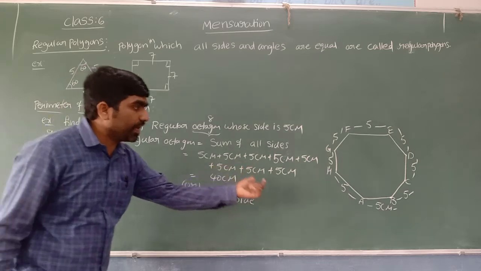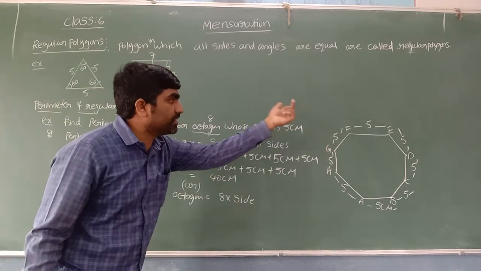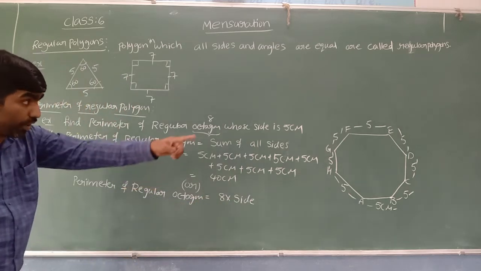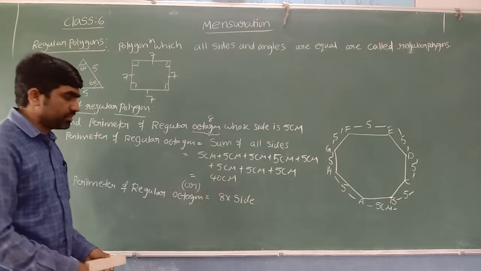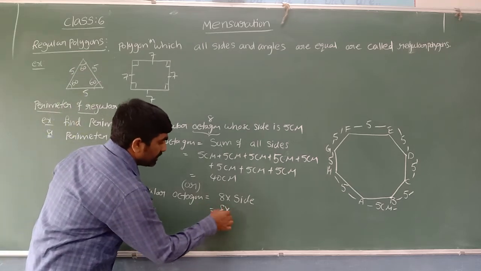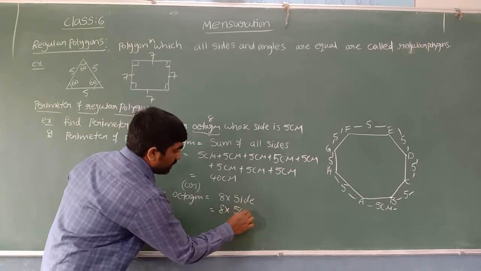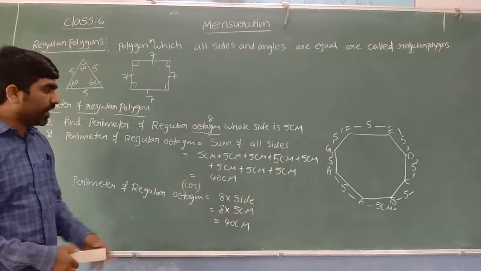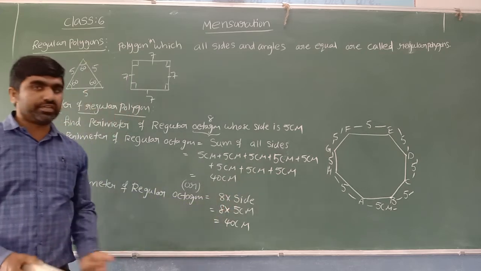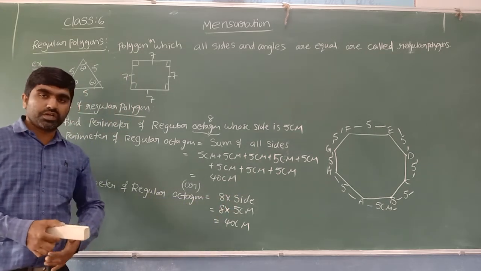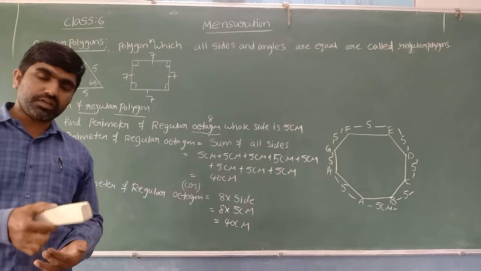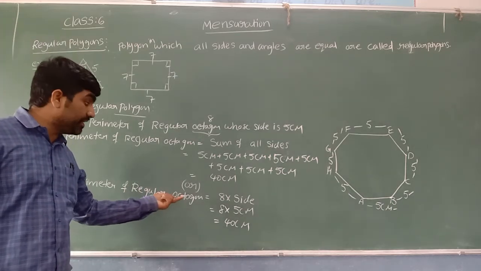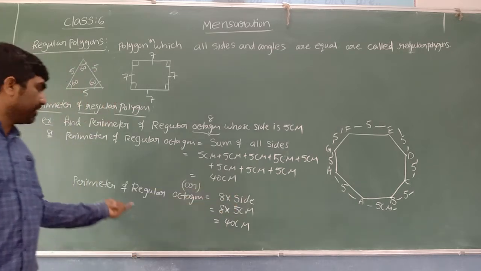8 into side, because it is side plus side plus side, how many sides? 8 sides. 8 into side. So when all the sides are equal, we can write like this. Now see here, 8 into the length of the side, how much? 5 centimeters. 8 fives are 40 centimeters. Instead of adding all the sides, better you can go with this. So this is the formula we can use to find the perimeter of regular polygons. If it is an octagon, if it has 8 sides, 8 into side gives the perimeter.